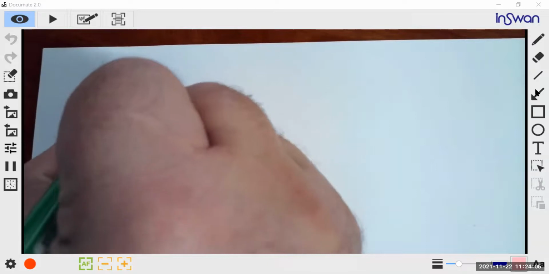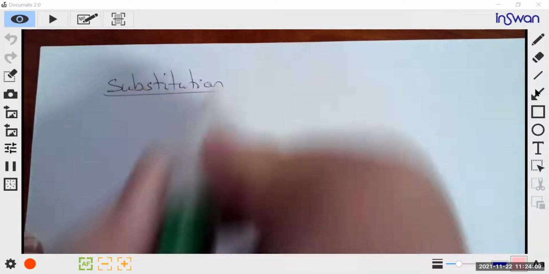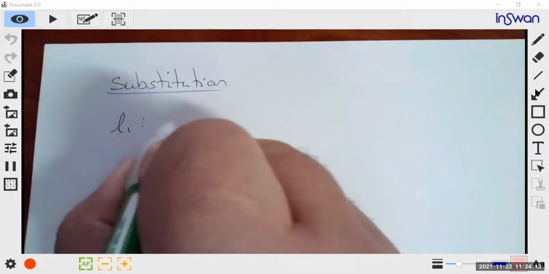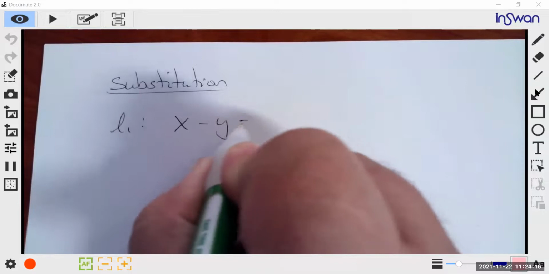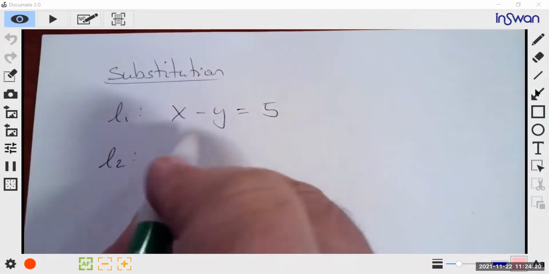The next method is substitution. We have our 2 lines again.